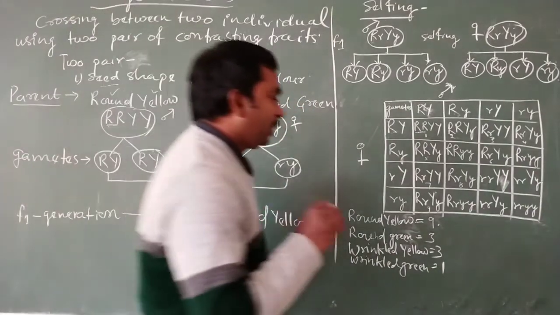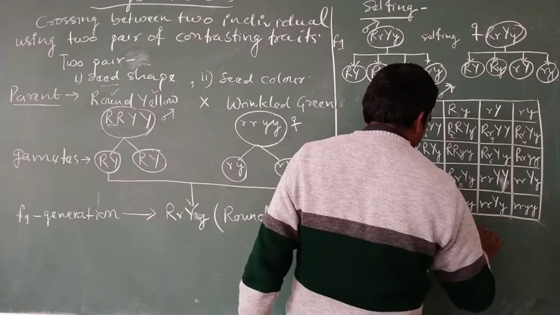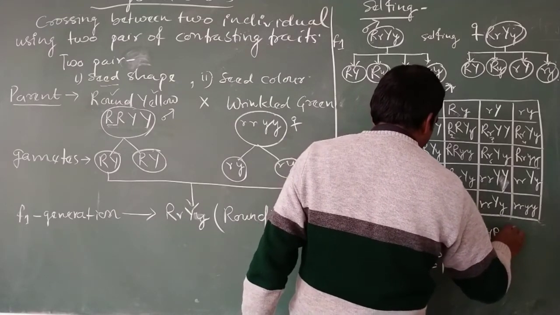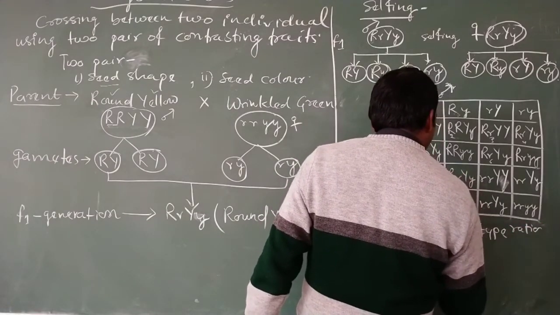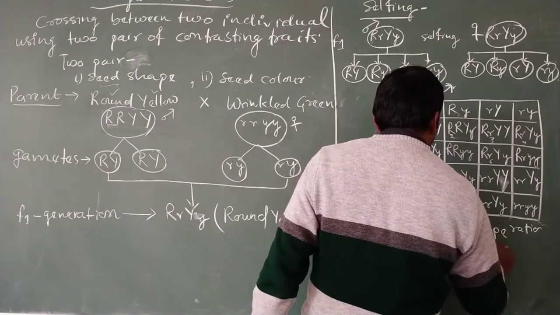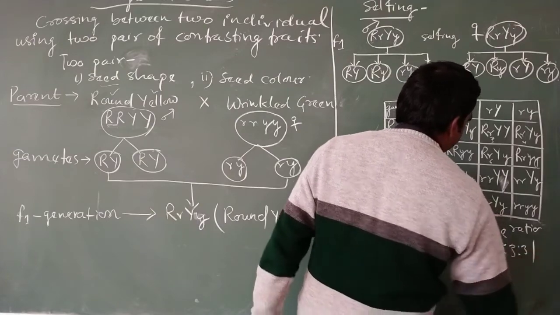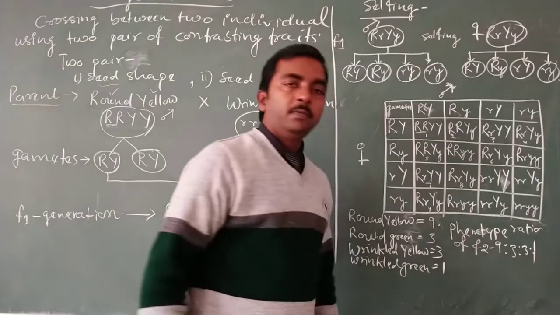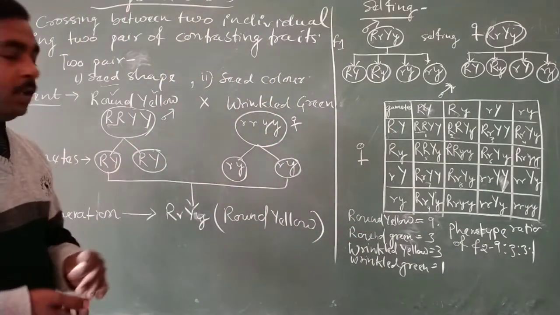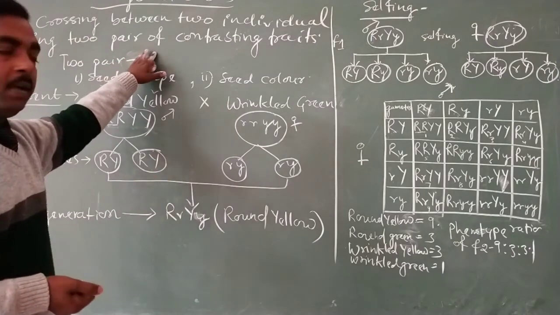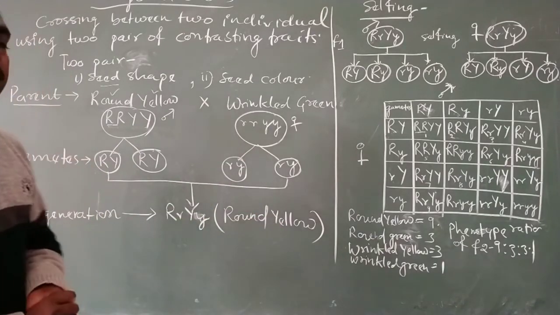So the possible phenotype ratio of the F2 generation is 9:3:3:1. It is the phenotypic ratio of the F2 generation of a dihybrid cross, in which 2 pairs of contrasting traits are taken for finding the possible result.